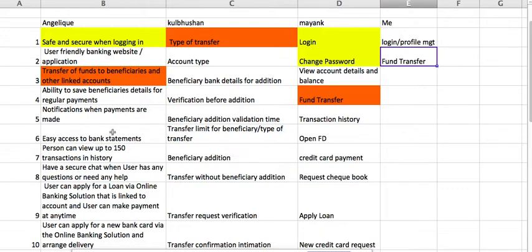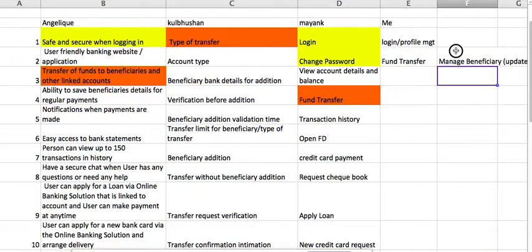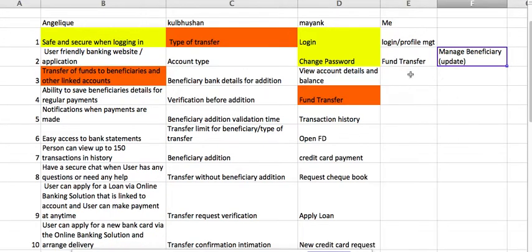Okay, the next here is the ability to save the beneficiary details for the regular payment, beneficiary bank details. Okay, do you have that here? No. So when it comes to fund transfer, add beneficiary and manage beneficiary should be part of the fund transfer features, right? So let's put it here as manage beneficiary. It could be add or update. Actually it should be add and update, both the same. Add or delete, actually let's put it as update, manage beneficiary. Okay, so this is what we call a part of your fund transfer requirement. So I'm just putting it on the side rather than putting it down.